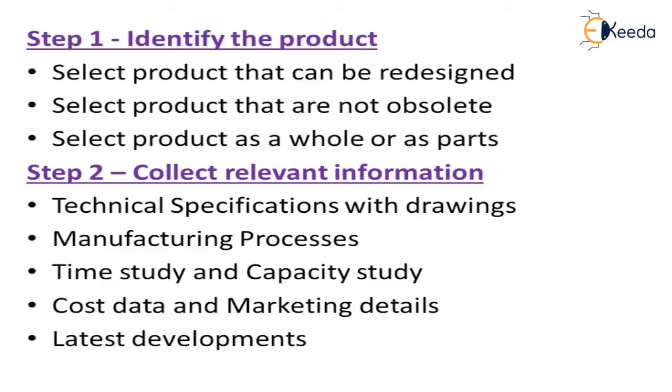Step 2: collect the relevant information, like the technical specifications of the product along with the drawings, the manufacturing processes that are going to be adopted, a time study and a capacity study. Capacity is nothing but the resources. Also collect cost data and marketing details, and the latest developments in that particular product. That information has to be collected.